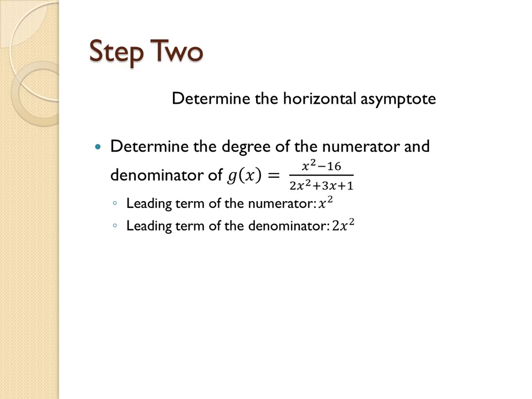So we actually are now in the first case of our three cases. So we need to take the coefficients of our leading terms and put the coefficient of the numerator over the coefficient of the denominator and simplify. In this case, it's pretty simple because it's just 1 and 2, which means that our horizontal asymptote is y equals 1/2.